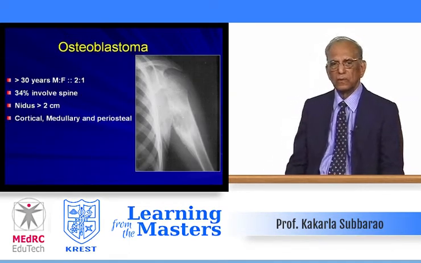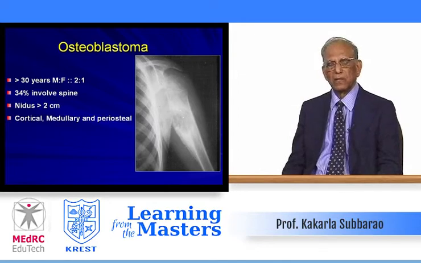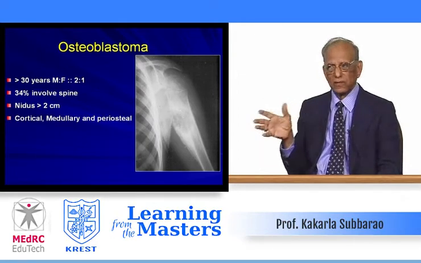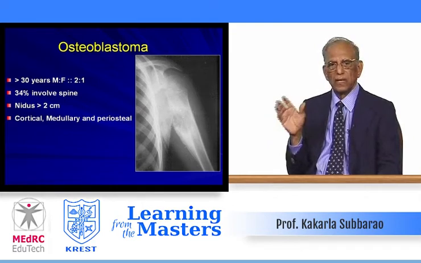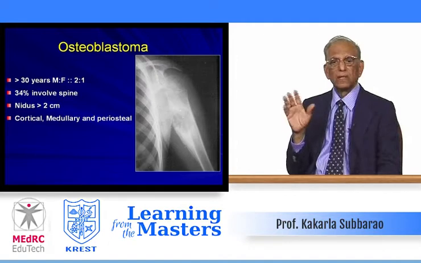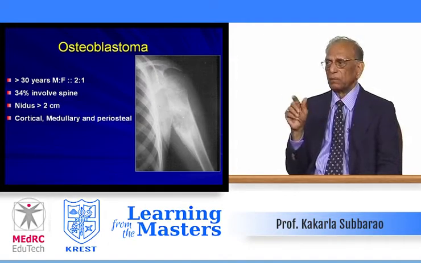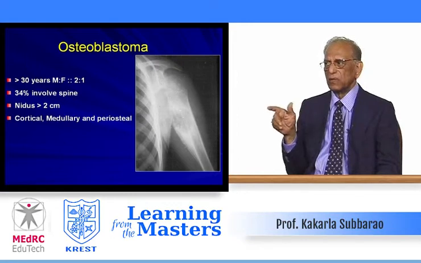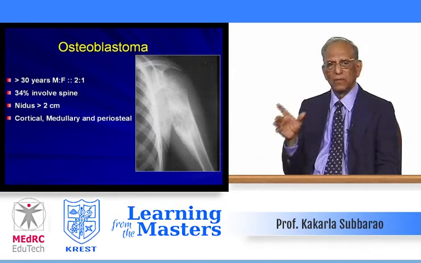We come to osteoblastoma. Osteoblastoma is nothing but a giant osteoid osteoma. Generally, the nidus should be more than 2 centimeters. If it is less than that, call it osteoid osteoma. Again, the age is more than 30 years. Males and females 2:1. 34% of them involve the spine. Nidus, as I said earlier, more than 2 centimeters.